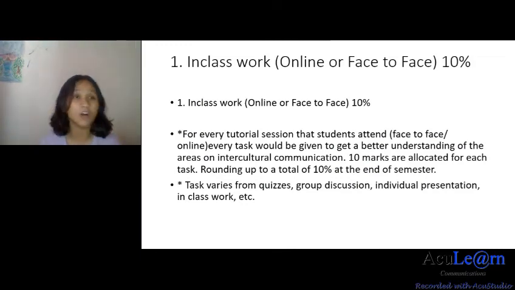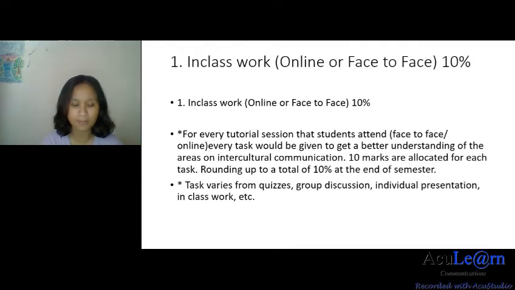The next one would be an explanation of the coursework, which is 50%. It's a breakdown of the first one, which is 10% in-class work, online or face to face. For the first 7 weeks, we are going to do online learning. From chapter 1 to chapter 7, whenever you watch a particular video lecture, there will be work. So do that work, and an allocation of 10 marks is there. So do the work and you'll be awarded marks.